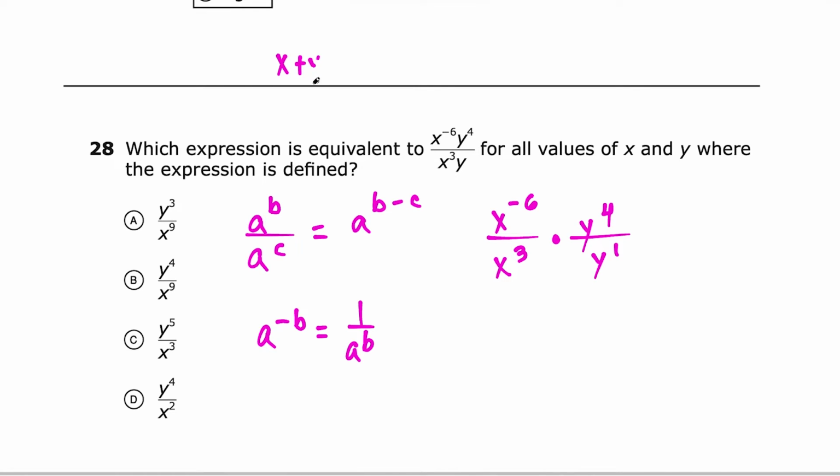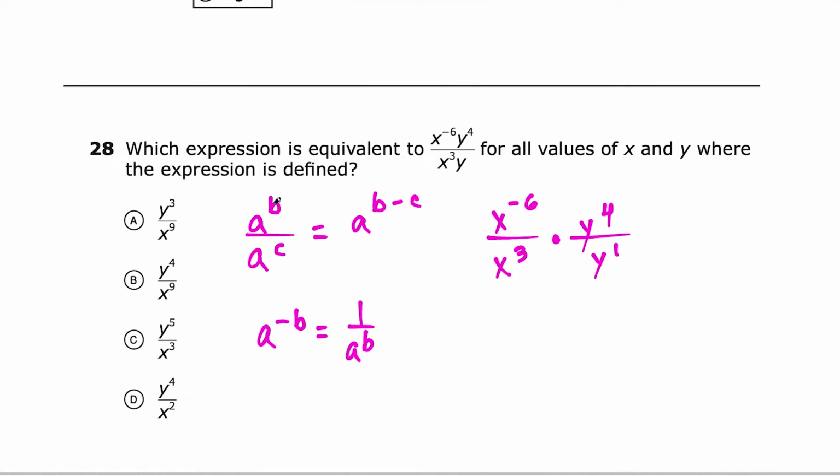Like if you have something like this, please don't try to do something like this, like, oh, this is equal to x over x and then minus y over y. Okay, this is not correct math. All right, so don't ever do that. But with multiplication and division, you can break a fraction up like this.